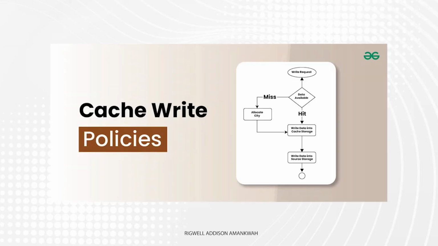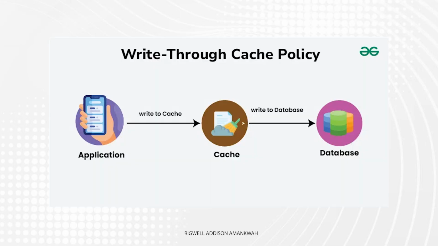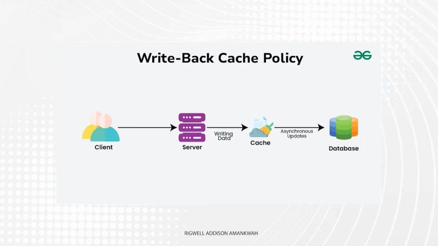Now, we also have the write policies. When the cache writes data, there are different strategies for updating main memory. We have the write-through, where the data is written simultaneously to both the cache and the main memory. This ensures consistency but can be slower. And we have the write-back, where data is initially written only to the cache, and main memory is updated later, often when the cache line is evicted from the cache. This is faster for writes but introduces a potential for inconsistency if the system crashes before the main memory is updated.